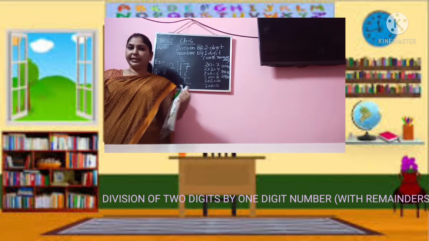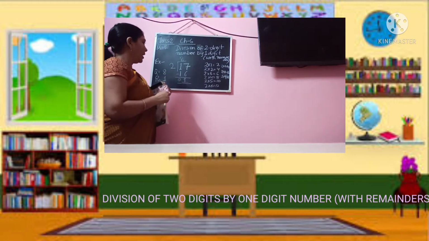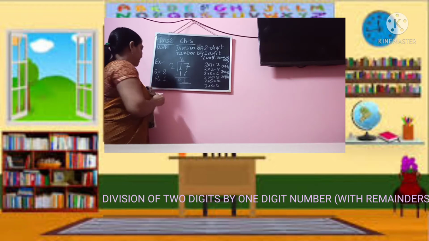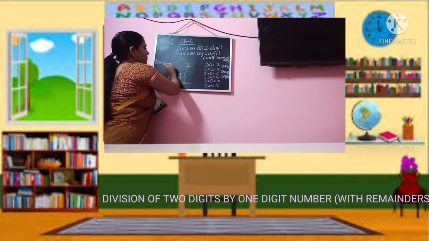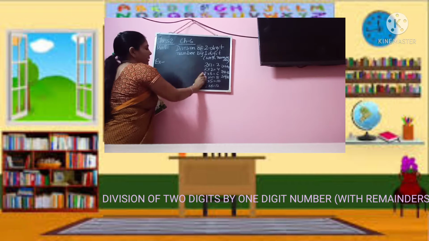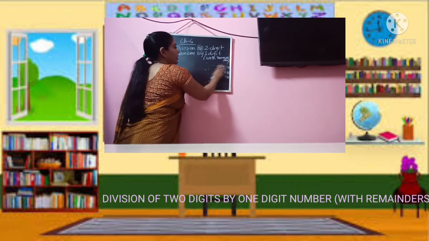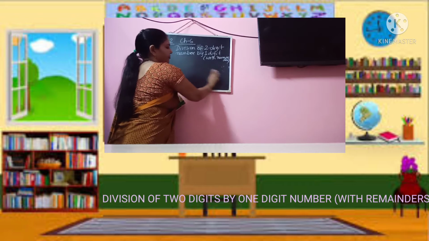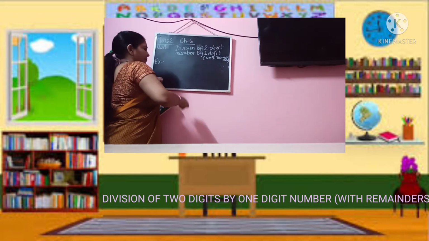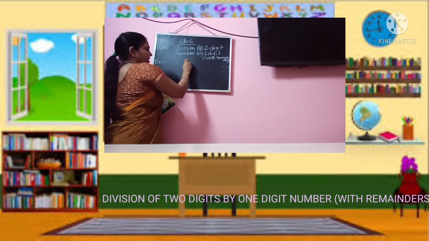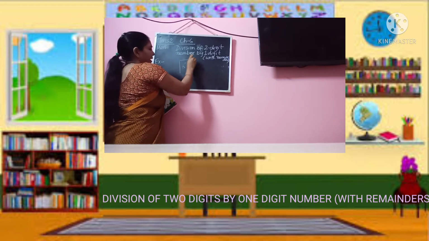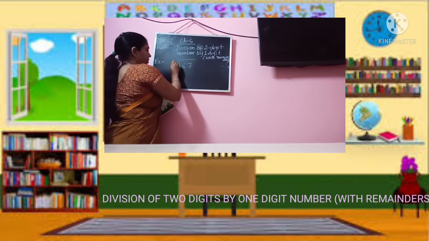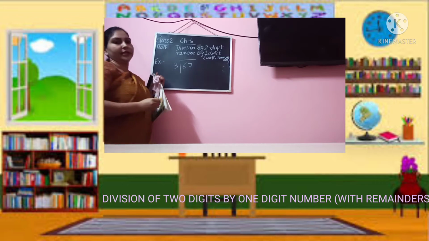Let's take one more example to understand better. So I am going to take another example, for example 67. Say 67 divided by 3. I will take by 3.